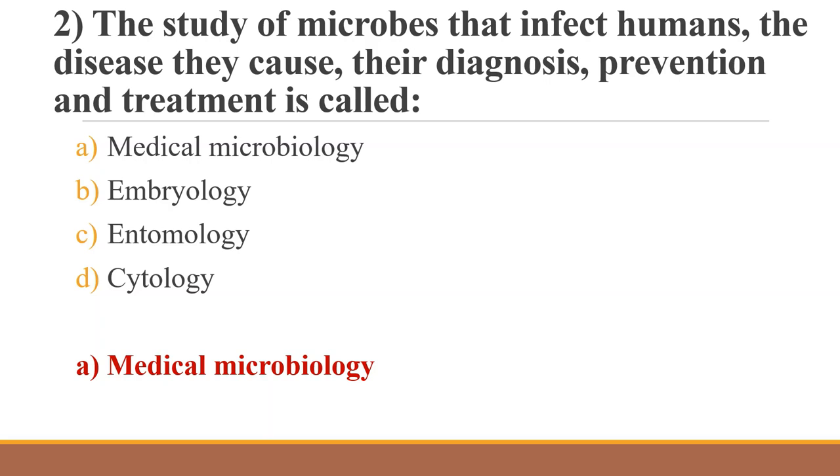Let us look at other options. Option B, embryology. Embryology is the branch of science that deals with the formation, growth and development of the embryo. Then other option, entomology. Entomology is the study of medically important arthropods. Then option D, cytology. Cytology is the study of cells.